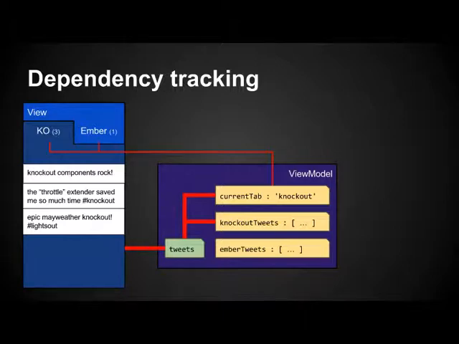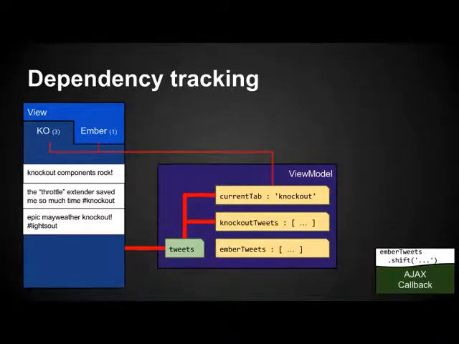Here's a visual representation of that because I think it's easier to picture it when you have something to look at. So on the left is our view in blue with the 3 tweets that are Knockout related. On the right is the view model with our 3 fields, our observables, the current tab, knockout tweets, and Ember tweets, and our computed in green. And the red lines denote subscriptions to changes. So when our poll returns and gives us a new Ember tweet, the Ember tweets gets updated, but nothing else in the view model is subscribed to that change. So the computed observable does not get re-evaluated.